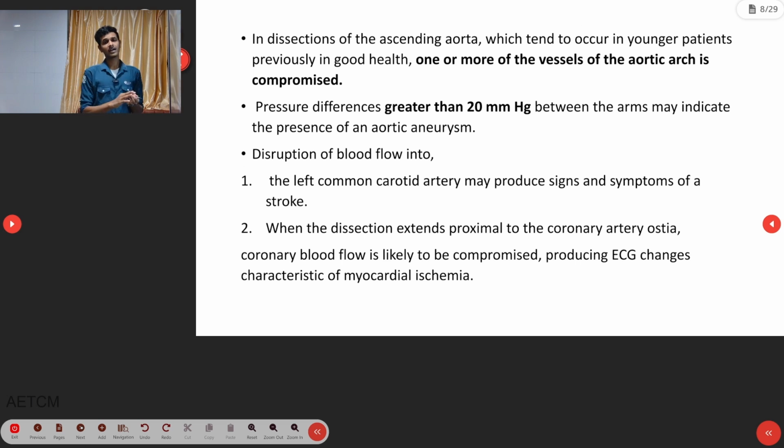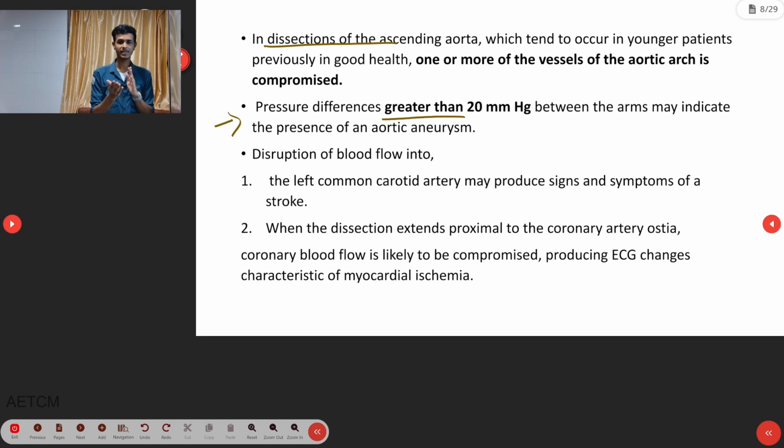Again the same thing. If it is an ascending aortic dissection, there is one important clinical finding: the interarm systolic BP difference is greater than 20 mmHg. Again, I am repeating: if the person has a dissected ascending aorta, the interarm systolic blood pressure difference will be greater than 20 mmHg. This is one of the important clinical signs.